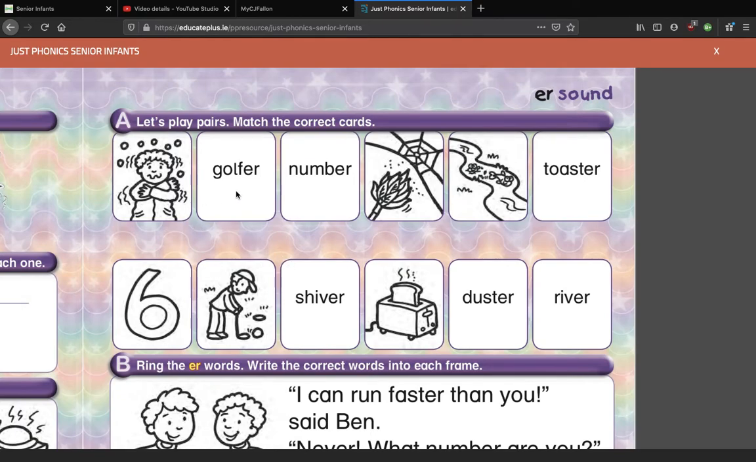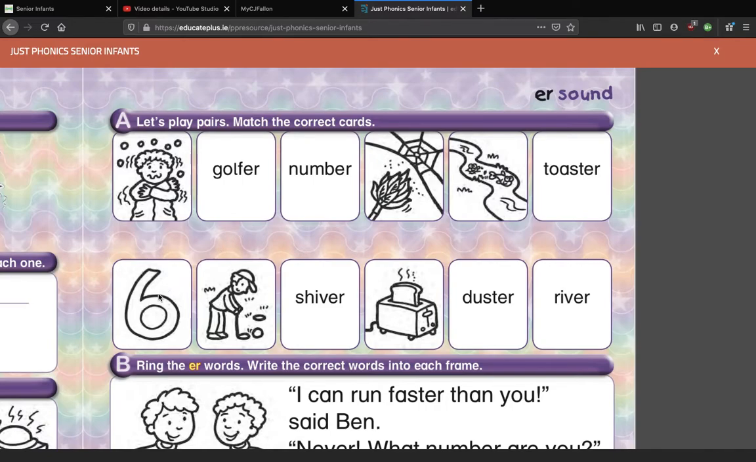Okay. The next one here is a word. So it's not going to be matched up to one of these words. It's going to be matched up to one of the pictures. Okay. G, o, l, f, golfer. Golfer. Okay, so you match him up to the picture of the guy playing golf because he is a golfer.